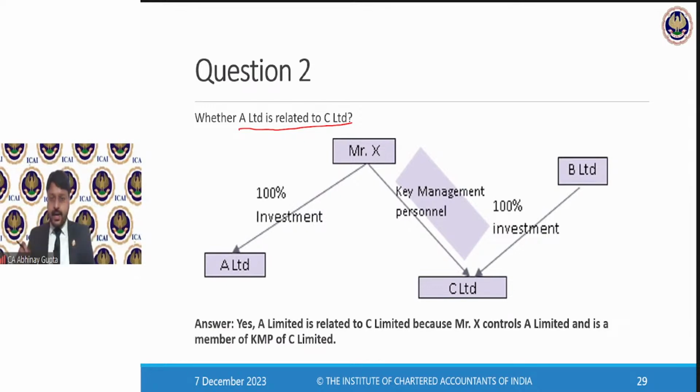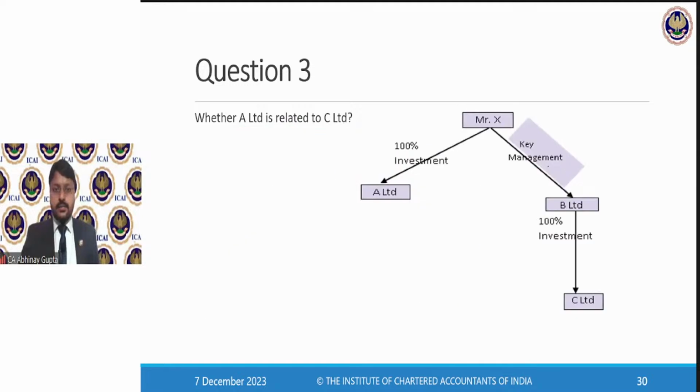So yes, A limited is related to C limited because Mr. X controls A limited and is a member of KMP of C limited, right? So on one side it has control, on another side it is a KMP. So A limited and C limited are related to each other, right? What if the scenario is turned to this? Whether A limited is related to C limited now.